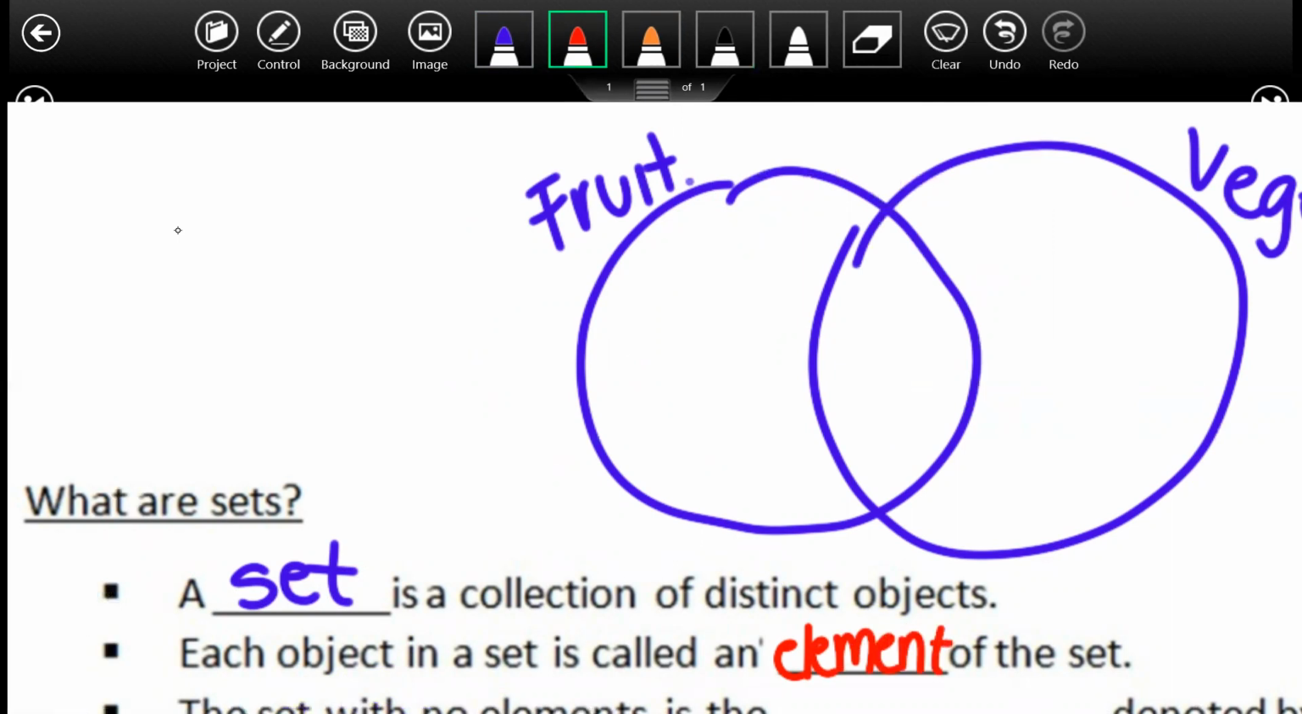The periodic table is a set of elements. You can think of it that way.